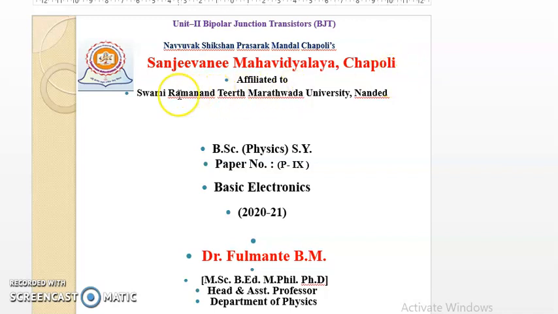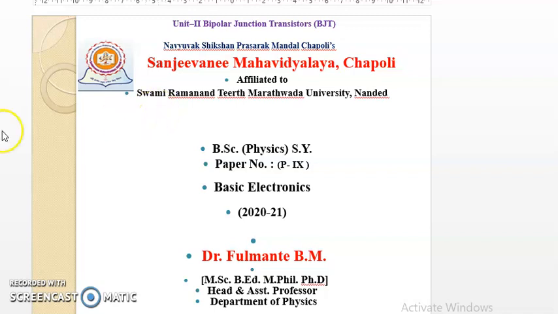One more good news I want to tell you, and very beneficial for us. Our college got a permission to run MSc Physics from this academic year. If any of your friends or relatives are there, let them know that we are running MSc Physics first year from this academic year.